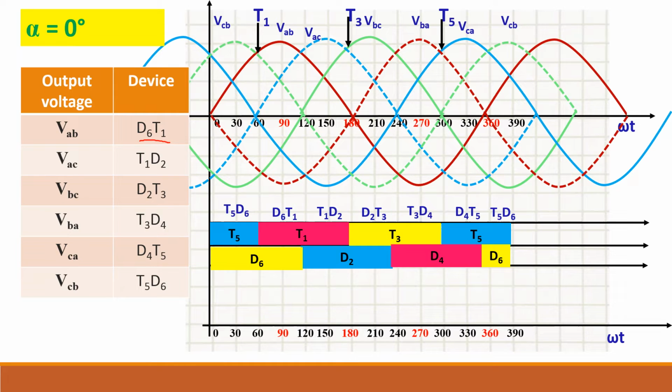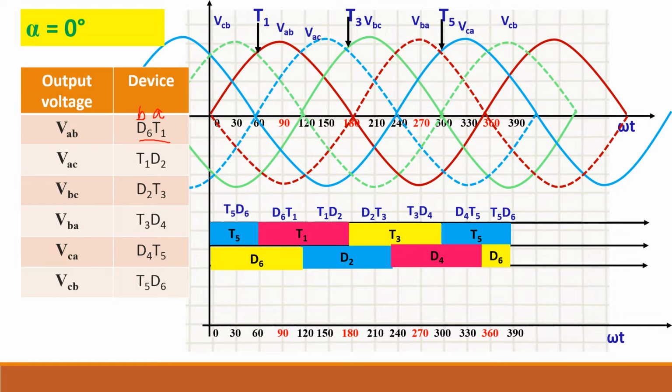So what you have to do? T1 is in A phase and D6 is in B phase, so your output voltage will be AB. Why am I writing AB? Always write the upper device phase first, then the lower device. So VAB.